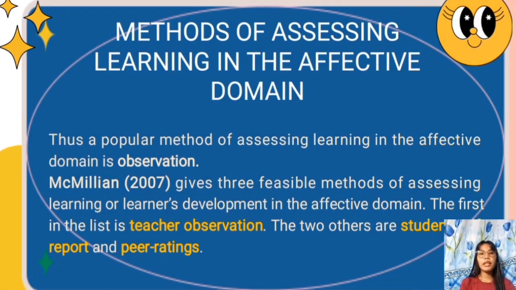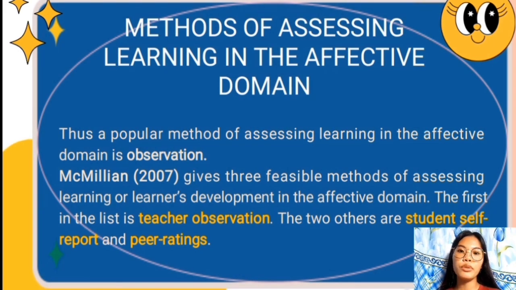Thus, a popular method of assessing learning in the affective domain is observation. Observation is the act of looking out for and recording the presence or absence of verbal and non-verbal behaviors of a person or group of persons in a natural or simulated setting in order to make valid inference on the individual observed.